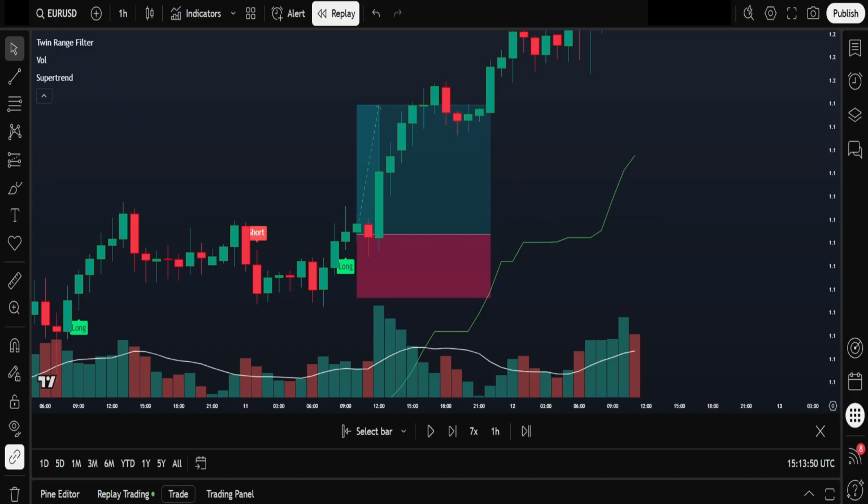Here is the checklist we will follow in every example. Step 1. Direction comes from SuperTrend. Step 2. Permission comes from volume being above its moving average. Step 3. Timing comes from Twin Range Filter printing long or short in the same direction as the trend. All 3 conditions must be true at the close of the signal candle. Only then do we act.